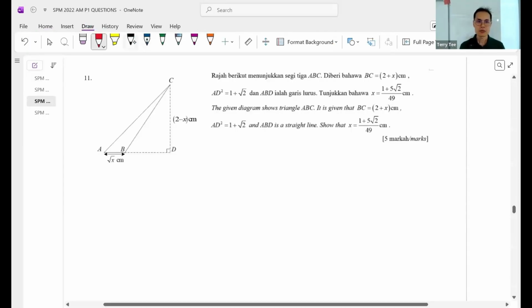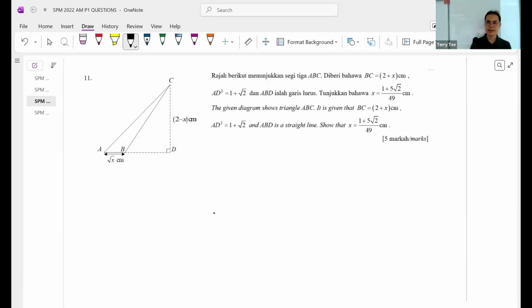Okay, we're going to move on to question 11. This is from chapter 4, Form 4, indices and logarithms. Particularly, this is actually surds. Here you're given a triangle ABC. BC is given as 2 plus x, AB is surd x, AD is 1 plus surd 2. AD squared is 1 plus surd 2. Show that x exists.